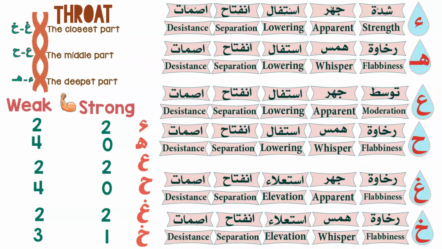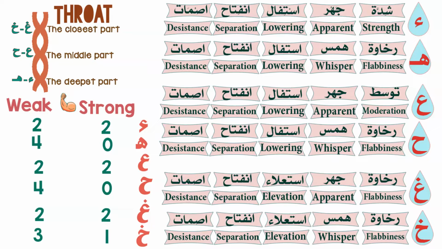The ain, two strong and two weak. The ha, zero strong characteristics and four weak ones. The ghain has two strong ones and two weak ones. The kha has only one strong characteristic, which is the isti'la, elevation, and three weak ones.